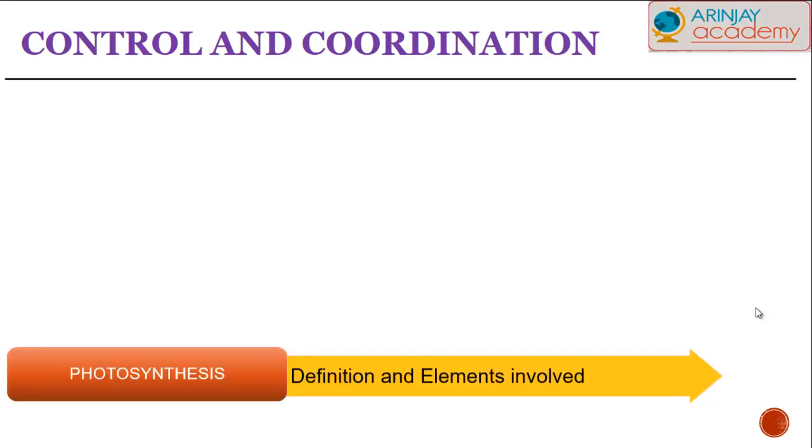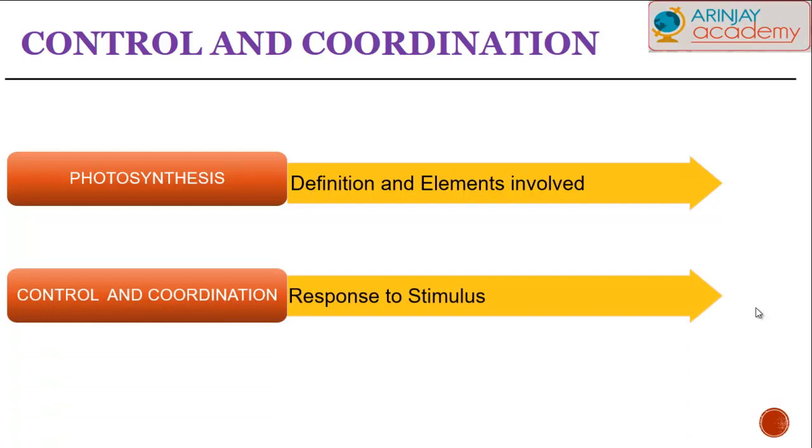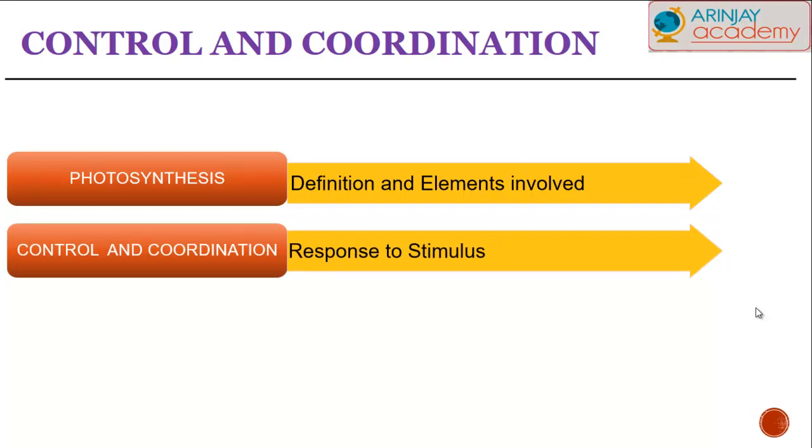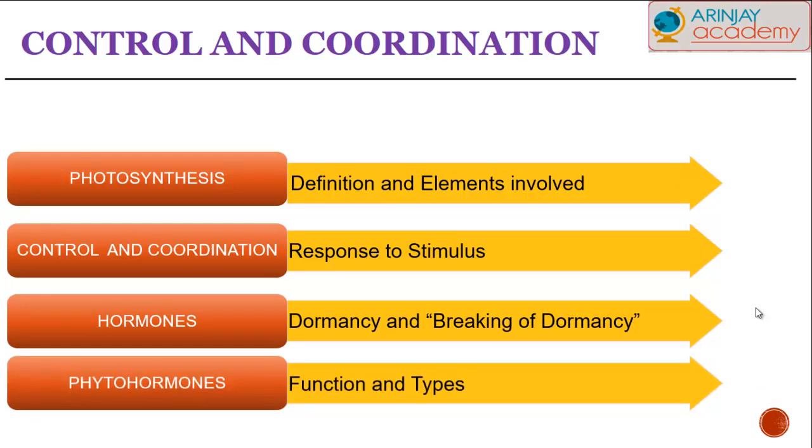Let's have a look at the various stages or steps that we will be covering. First of all, we'll have a look at what photosynthesis is and what elements are involved. We'll have a look at control and coordination within a plant in response to a stimulus, the types of hormones, and what we mean by dormancy and the breaking of dormancy, and finally the different functions of the different types of hormones.